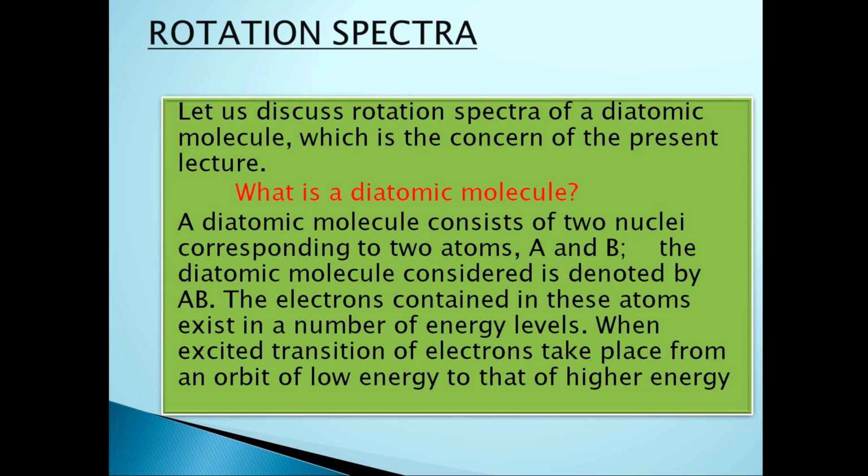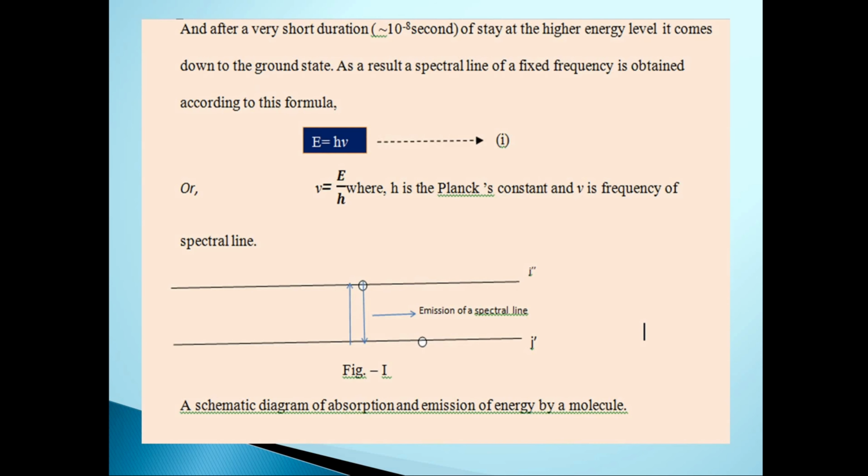When excited, transition of electrons takes place from an orbit of low energy to that of higher energy. We find change of energy guided by the formula E is equal to h nu. That is, when energy is given to the molecule, the atom goes from one rotational level, J', to J''. And what happens? After a stay there in the higher state, in the range of 10 to the power minus 8 seconds, it comes down to the ground level, or the level from which it has gone up.